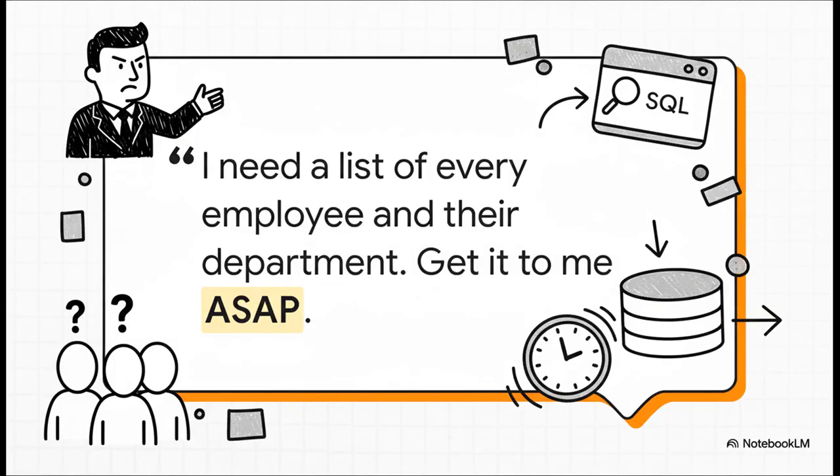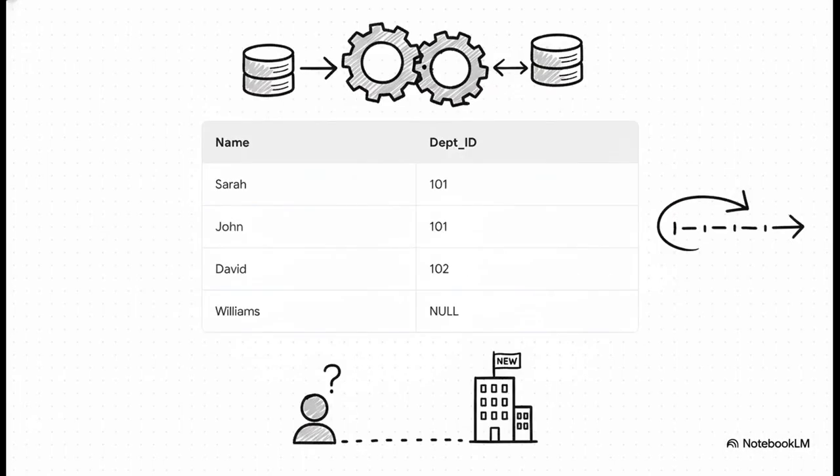Our mission, should we choose to accept it, starts with a classic request from the boss. Seems simple enough, right? But as you're about to find out, the devil is always in the details. First up, let's take a look at the data we're working with. This is our employees table. You've got names and you've got their department ID.